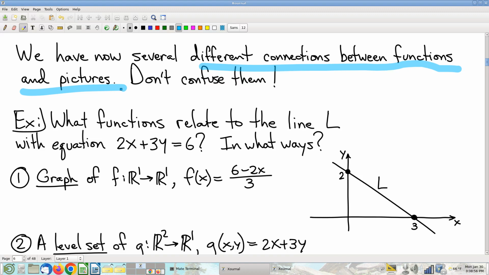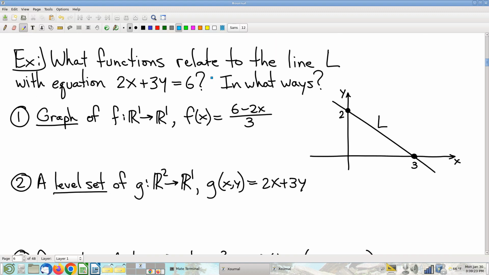And then let's not forget about parameterizations. We kind of think of parameterizations the other direction, right? But if you give me a curve, then parameterizing the curve results in a function. So again, it's a connection between functions and pictures, and maybe you think of it in the other direction, but whatever. It's still a connection between functions and pictures. So we have now several of them.